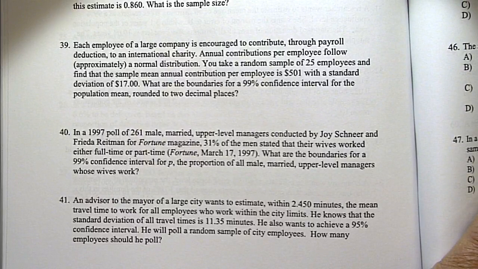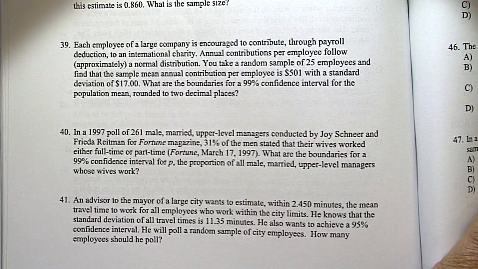And then it also tells me down here to find the boundaries for the 99% confidence interval for the proportion, which is P, called the population proportion. And it wants to know the proportion of all male married upper-level managers whose wives work, is what it's asking about.